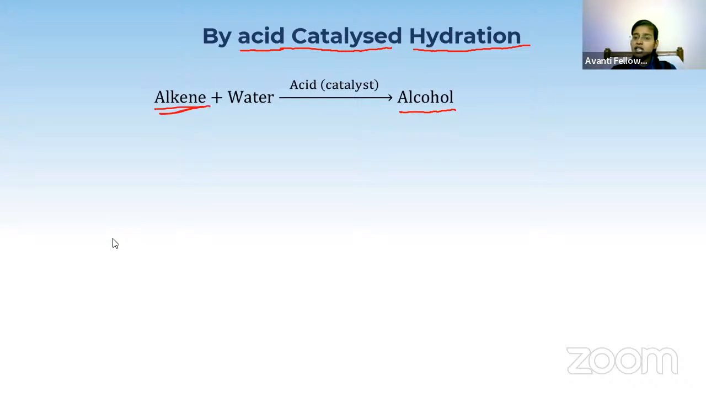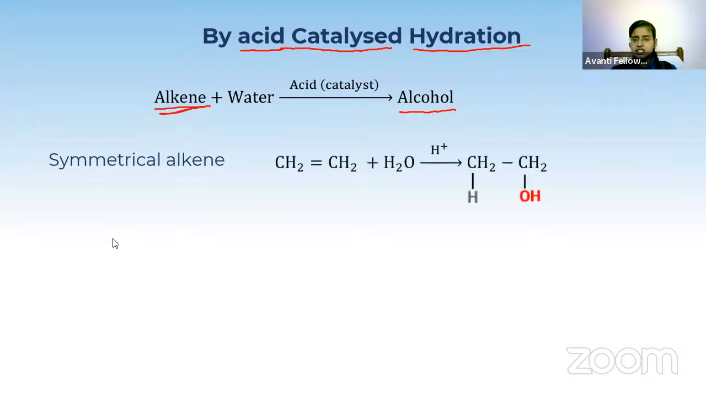One is symmetrical alkene and the other one is unsymmetrical alkene. If I'm going to take a symmetrical alkene, let me take an example: CH2=CH2. This is symmetrical. Symmetrical means if I break this compound with respect to the double bond, it will give me two equal halves. So this is a symmetrical alkene.